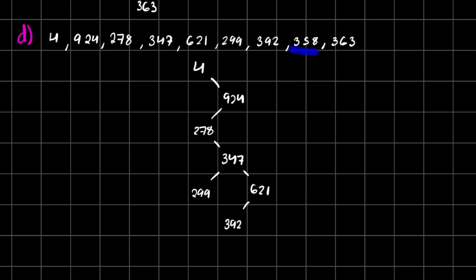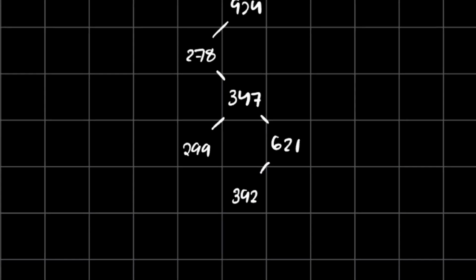And then I'm going to check for 358. 358 is the same case. 4 greater, here is lower, so left, greater, so 347. Then 358 is in fact greater, so we're going to go to the right. 621 is greater than 358, so that is lower, so we have to go to the left. And 358 is in fact lower than this, so we have to go to the left.